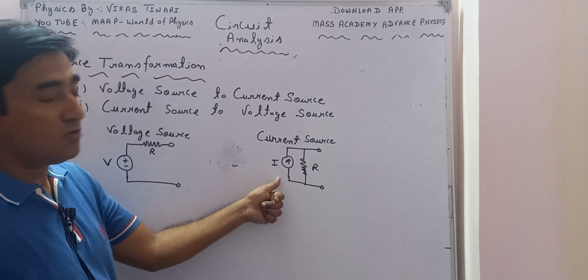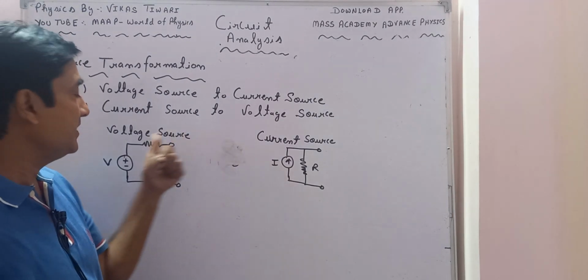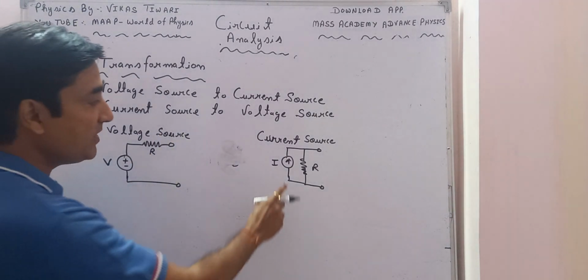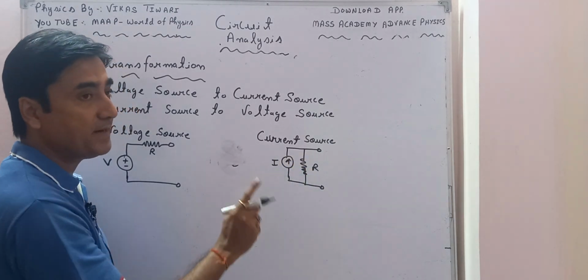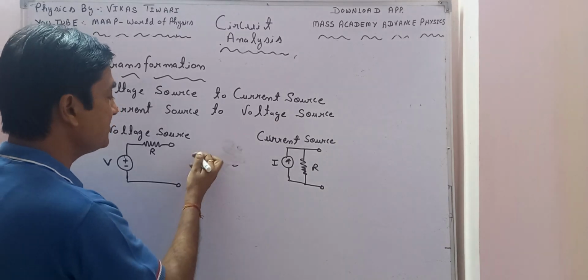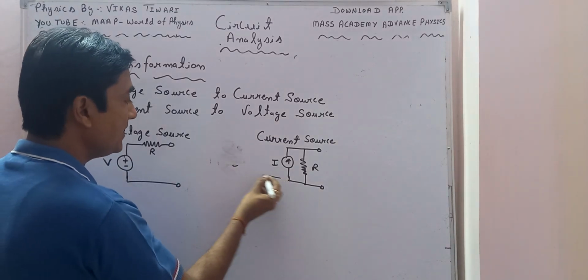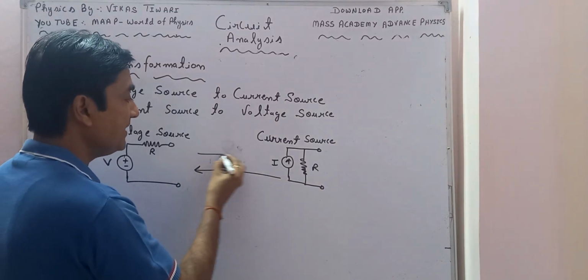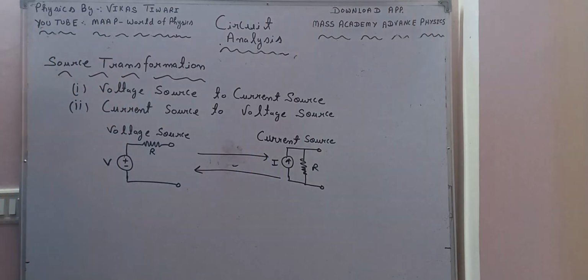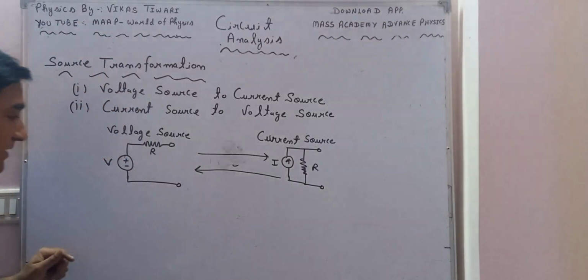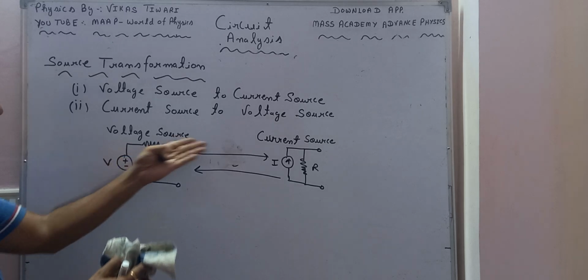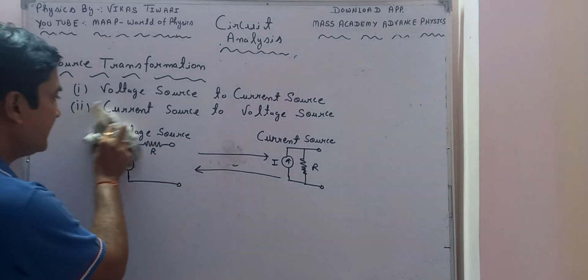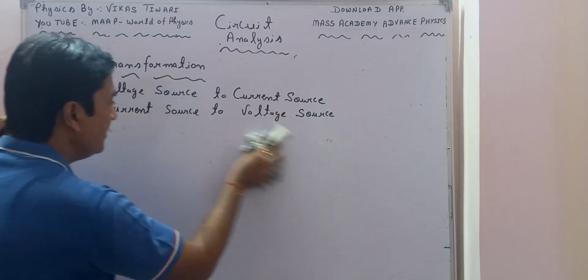Similarly, if we want to transform a current source into a voltage source, we should have this picture: a current source with a resistance in parallel to it. Then only can we transform a current source into a voltage source and a voltage source into a current source. This is the basic requirement for the transformation. Now I am going to tell you how we can transform. It is simple. If we know these two pictures, the transformation is not a big issue.